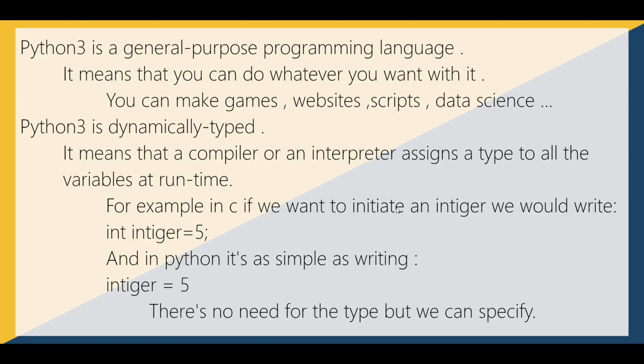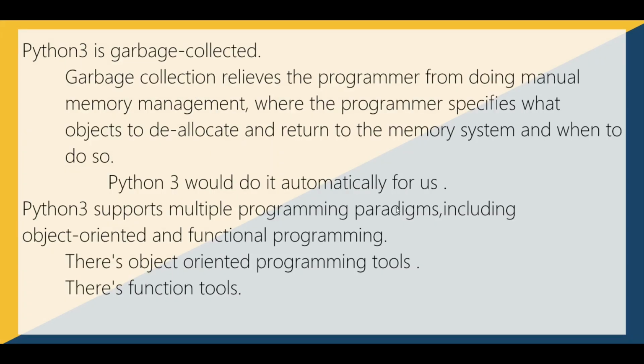For example, in the language C, if you want to initialize an integer, we would write int integer equals 5, semicolon. And in Python it's as simple as writing integer equals 5. So there is no need for the type, but we can specify later if we want an integer or a float. So this is why we said that Python is dynamically typed. Okay, and now let's continue.